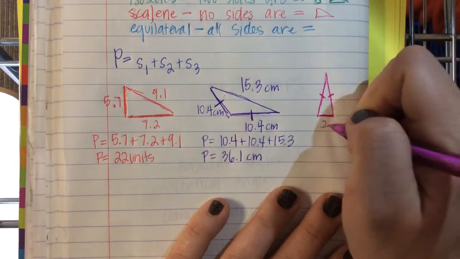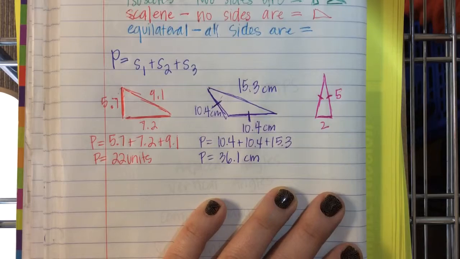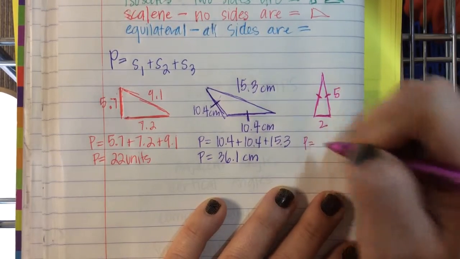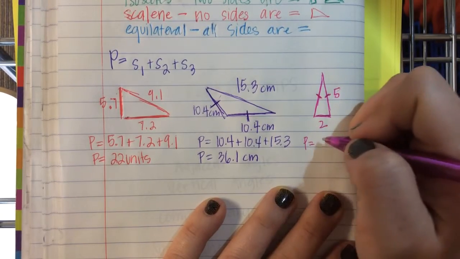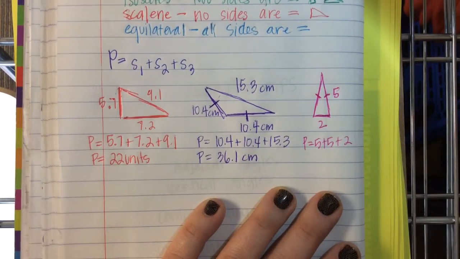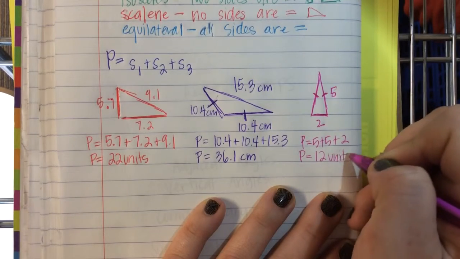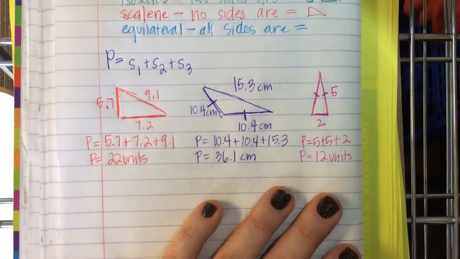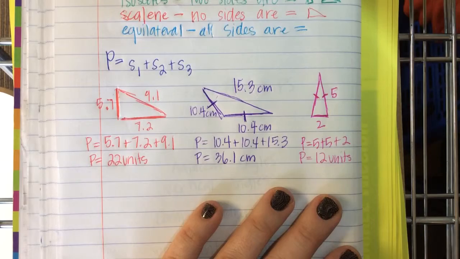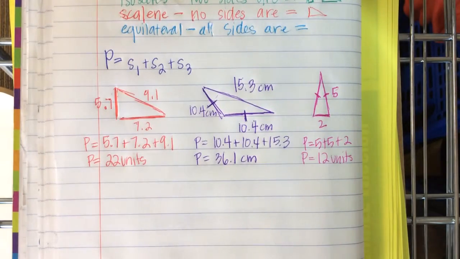If this side was 2 and this side was 5, do I have enough information? Yes. What are you going to do? 5 plus 5 plus 2. Perfect. 12 units. Seems pretty easy, right? Perimeter. It's just the distance around the outside. You add them together.